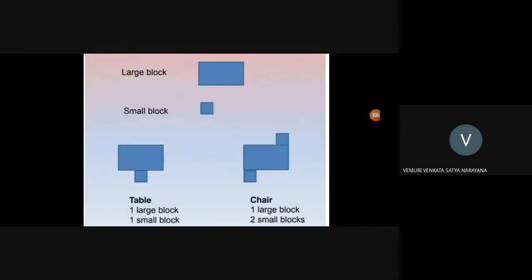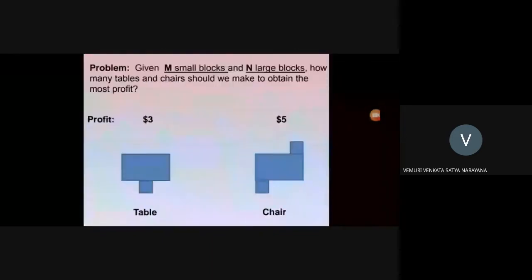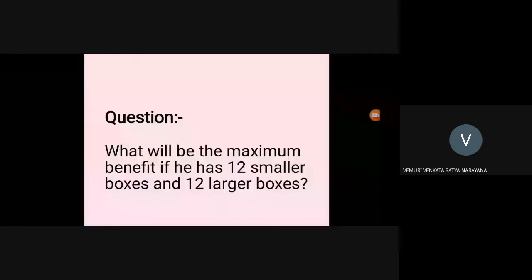So larger and smaller boxes, and this type of table and chair he will make. While making a table, he will use one larger block and one smaller block, and for a chair he will use one larger block and two smaller blocks. So the question is: what will be the maximum benefit if he has 12 smaller blocks and 12 larger blocks?